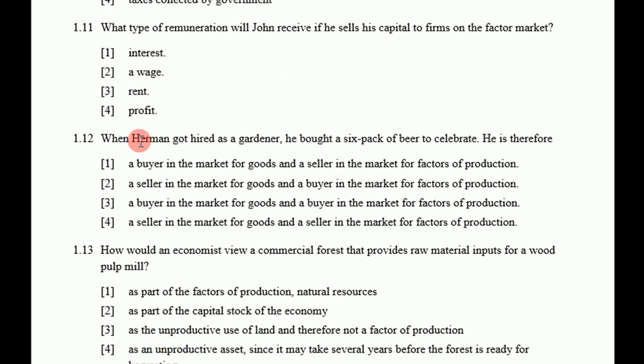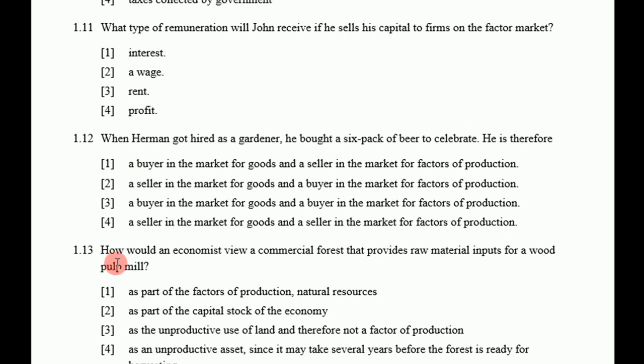Let's quickly go to 1.12. When Herman got hired as a gardener, he bought a six-pack of beer to celebrate. Obviously, Herman is a household, so he is a buyer in the market for goods and a seller in the market for factors of production. This is clearly shown by his action of buying the six-pack of beer offered by the firms. So he's a buyer in the market for goods. But as a household, he is also a seller in the market for factors of production.